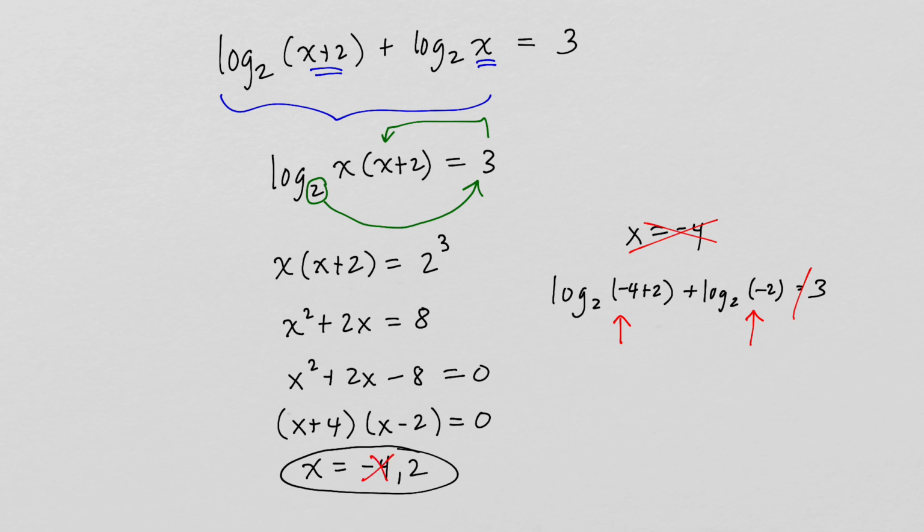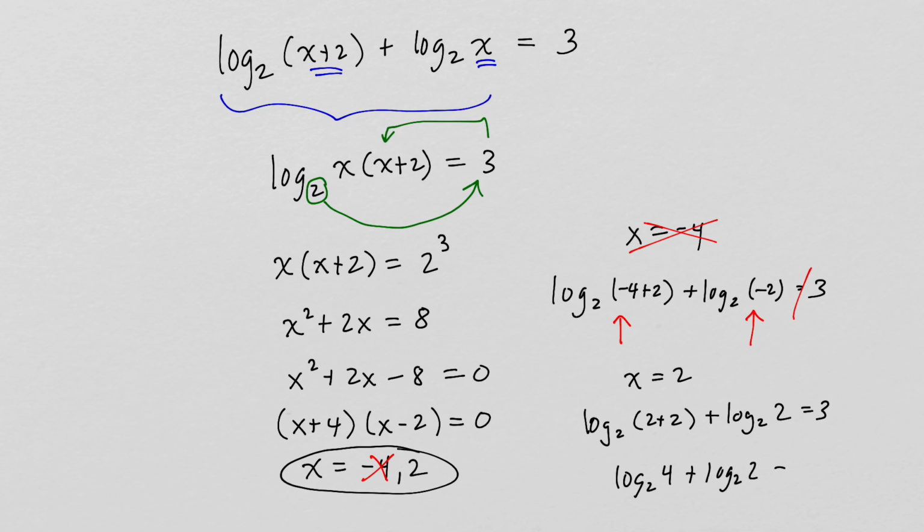Now, if you test the other solution, positive 2, we get log base 2 of 2 plus 2 plus log base 2 of 2 is equal to 3. And notice that this is log base 2 of 4 plus log base 2 of 2 is equal to 3. So we no longer have negative numbers inside of our logarithm, so we should be good to go here. So the only answer to this problem is x equals 2.